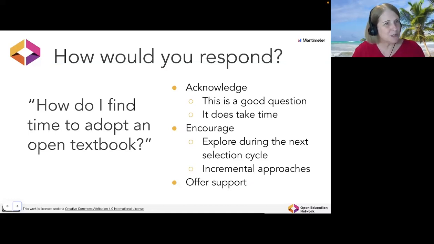I kind of present it as a spectrum of affordability where I start with OER because it's free to use, it's customizable, offers perpetual access. But if we exhaust all of those opportunities, then let's look at library licensed materials. And so you can walk them through a variety of options and let them decide what's best for them. So those are just some best practices that we've found in handling tough questions from faculty and administrators, or even colleagues.